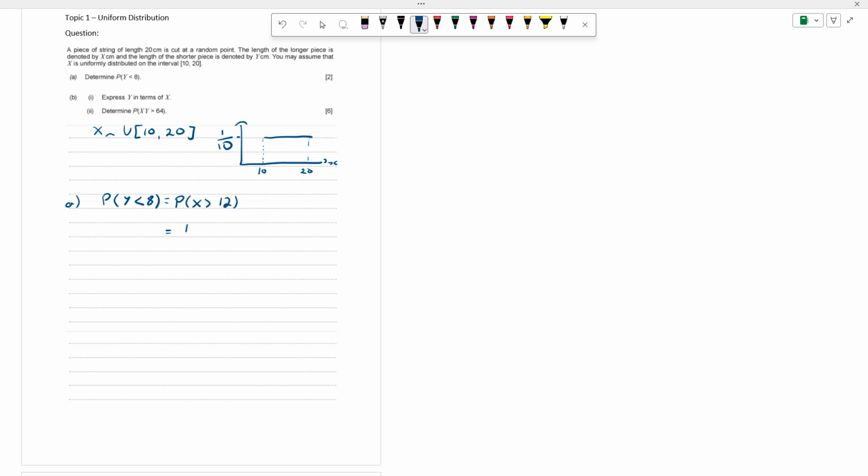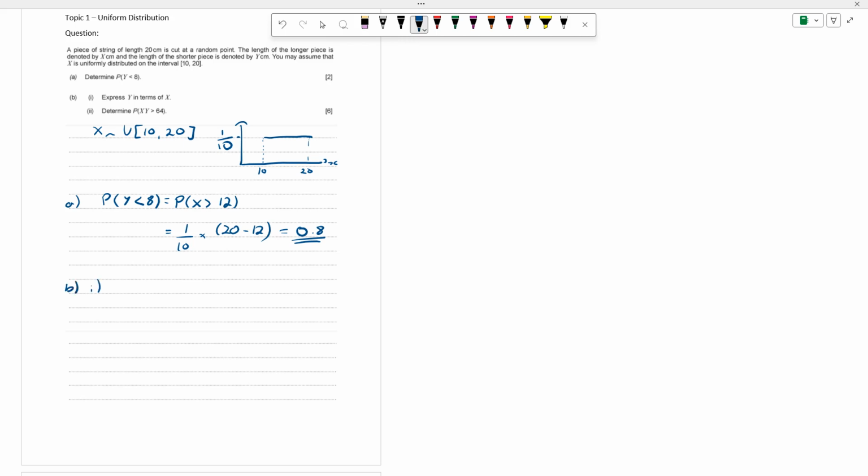Now from there, we can use just the area of a rectangle. 1 over 10 is my height, times, I want it greater than 12. So I want 12 and above, so it's going to be 20 take away 12, which is 8, which gives me 8 over 10 or 0.8. Either will get you the mark.